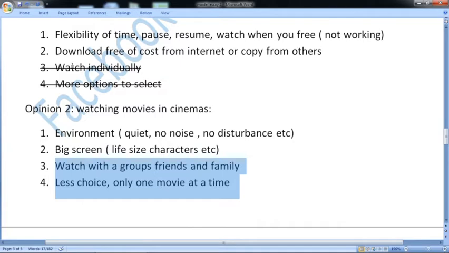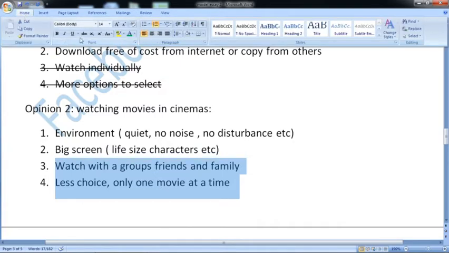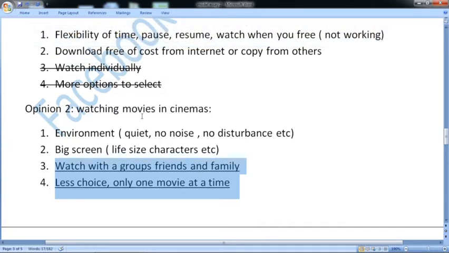The first two ones are sufficient because we're not going to write 500 words, only 250 words for IELTS and 300 for TOEFL. So these are my final two ideas for each point, for each opinion. Two ideas for each opinion: flexibility of time, download free of cost, and watching a movie in a cinema: environment and big screen.